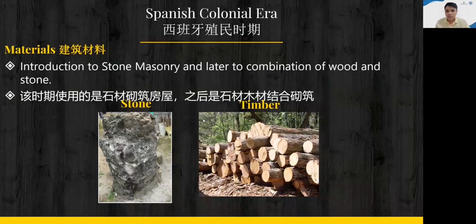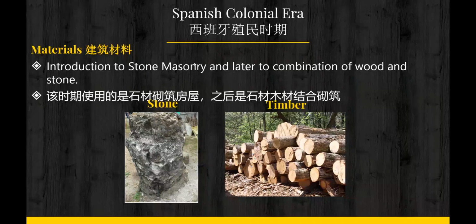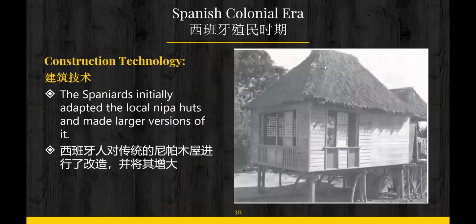So we now describe the Spanish colonial era in terms of the materials. The Spanish colonial era is characterized by the use of stone masonry and wood. Later on, you will see that this era would make use of the combination of stone and wood. In terms of construction technology, the Spaniards initially adopted the local nipahat and made larger versions of it.